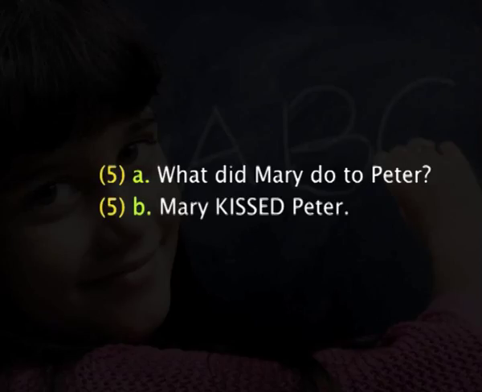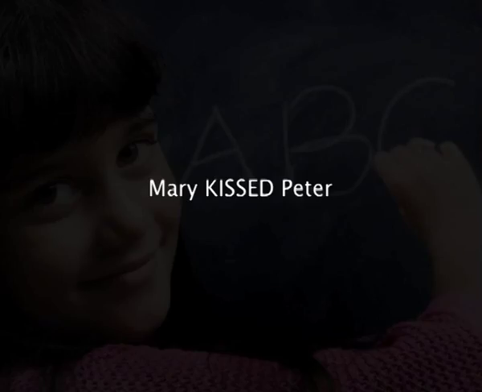Example 5a. What did Mary do to Peter? Mary kissed Peter. Mary didn't kick Peter. Mary didn't hit Peter. Mary kissed Peter. So therefore, the prominence is on kissed. So in all these examples, for the same sentence, if you notice carefully, it is the same utterance: Mary kissed Peter.